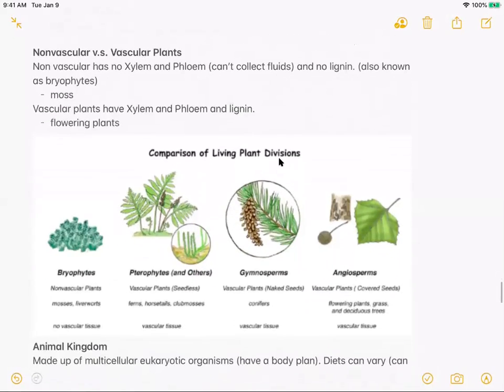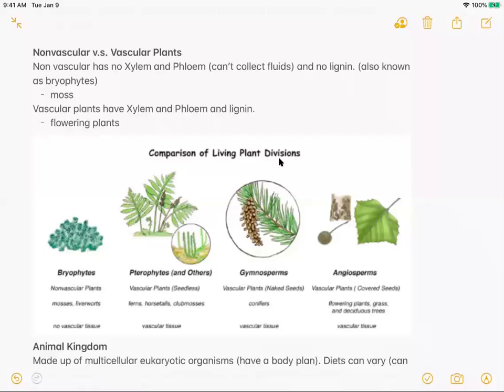So first off, we have our non-vascular plants versus our vascular plants. With non-vascular plants, these plants have no xylem, they have no phloem. These are parts of the plants that bring up water and sugar and usually make plants rigid. So when plants do not have that, they are considered non-vascular. And also, I put no lignin. Lignin is a type of chemical that makes the plant rigid. So if a plant is not rigid, it is considered non-vascular.